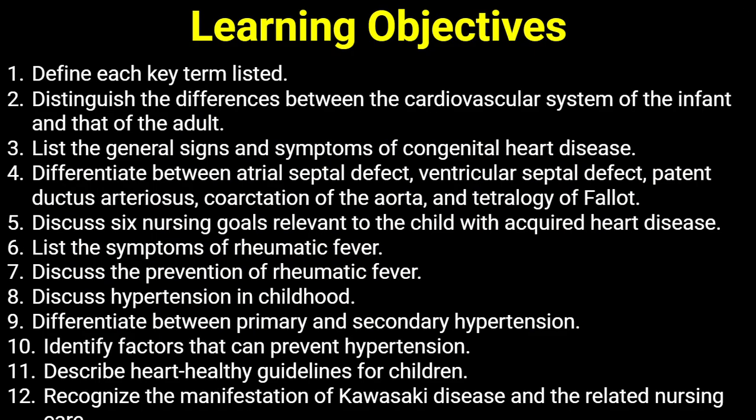Our objectives include defining key terms, distinguishing infant versus adult cardiovascular anatomy, listing general signs of congenital heart disease, differentiating between ASD, VSD, PDA, coarctation, and tetralogy of Fallot, discussing nursing goals for acquired heart disease, listing rheumatic fever symptoms, discussing prevention, covering hypertension in childhood, describing heart-healthy guidelines, and recognizing Kawasaki disease.